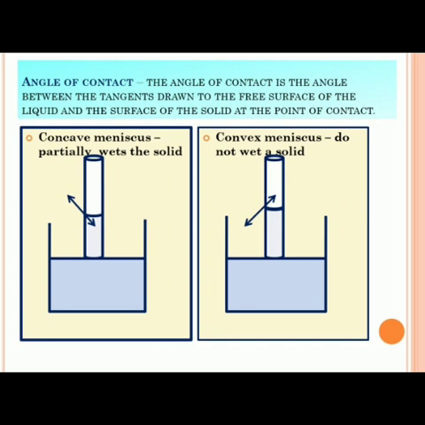So a concave meniscus is shown by liquids which partially wet the solid. And the second diagram shows you the convex meniscus, where the liquid does not wet a solid at all. The concave meniscus shows the angle of contact to be an acute angle, whereas the convex meniscus shows the angle of contact to be an obtuse angle. This we will discuss in detail in part 3 of your chapter 2.